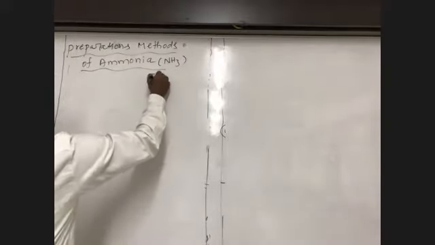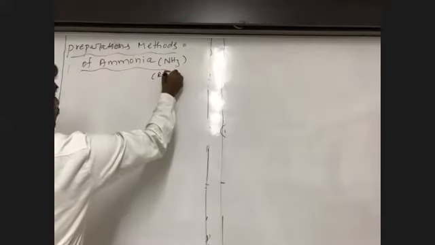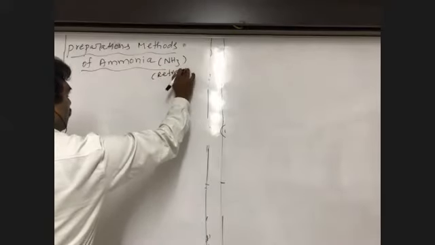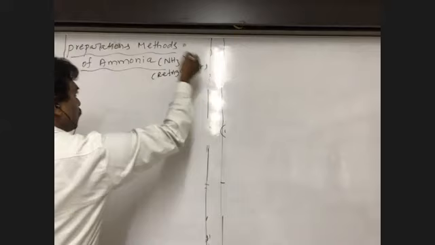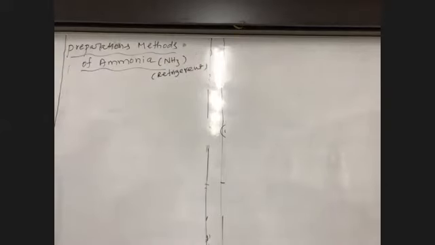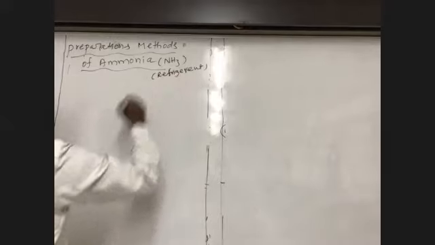Ammonia is generally used as a refrigerant. Refrigerant means cooling agent. Concentrated ammonia solution is called liquor ammonia. Here, with concentrated liquor ammonia, immediate cooling is produced. Therefore, ammonia solution is used as a refrigerant, that is, a cooling agent.